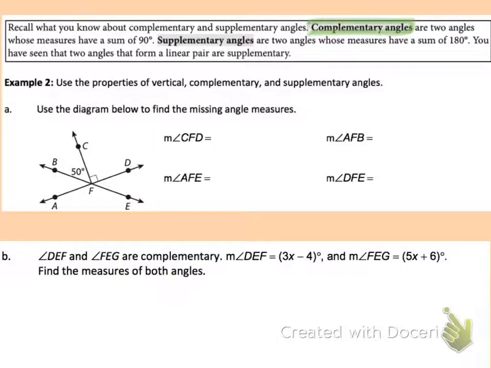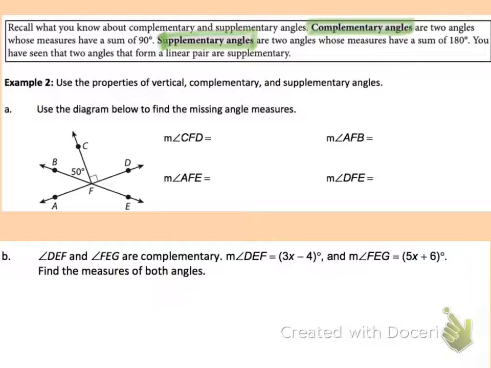Whereas supplementary angles add up to 180 degrees. They might be two angles that, if they happen to be touching, connected, would make a linear pair. But to be supplementary, they don't actually have to touch. They just have to add up to 180 degrees.